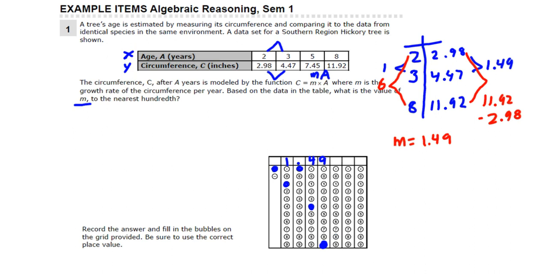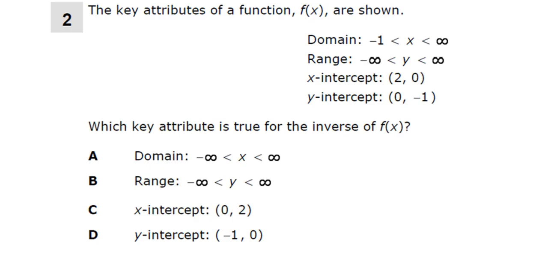Okay, next, problem 2. The key attributes of the function f(x) are shown. You have a domain, a range, an x-intercept, a y-intercept. Which key attribute is true for the inverse of f(x)?